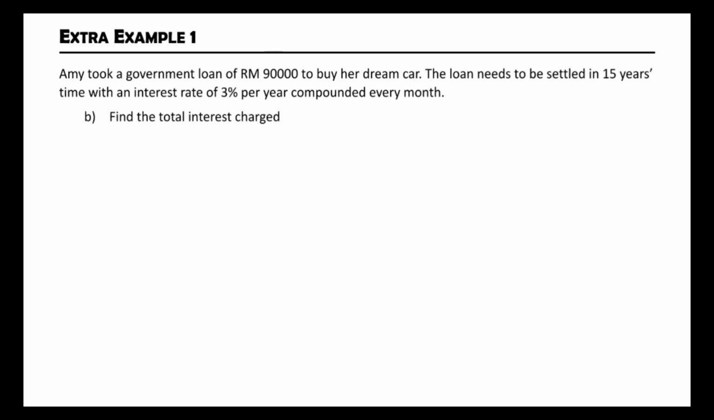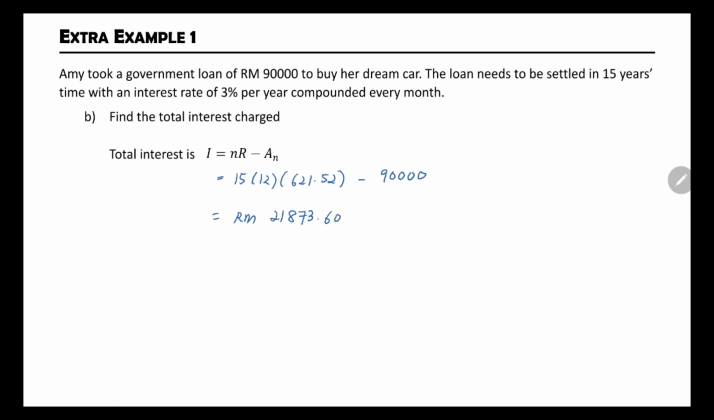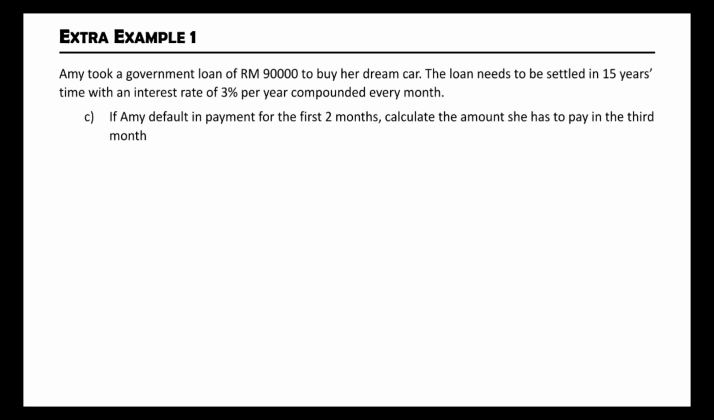B, find the total interest charge. Total interest is I equal to NR minus AN, where N is T times M. 15 years times 12, times R which is 621.52, minus the amount of loan 90,000. So interest is RM 21,873.60. So the total interest charge is RM 21,873.60.